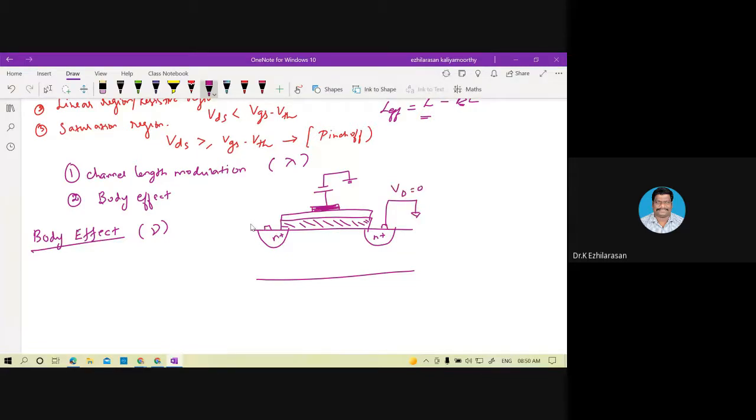If Vg is less than Vth, then your Vs will be equal to 0. This is the source terminal, this is the gate terminal. Then you may have the depletion region, and then we have the channel. Okay, this is the channel.